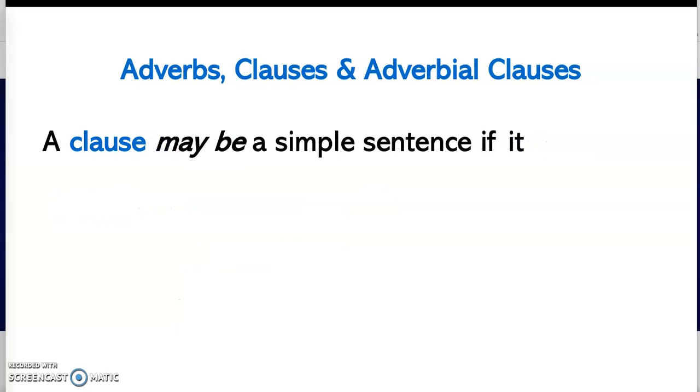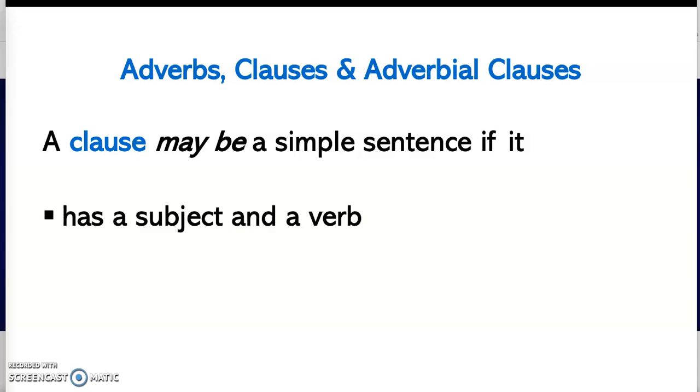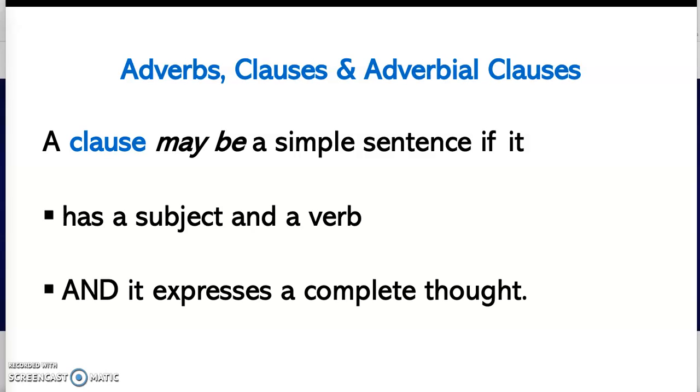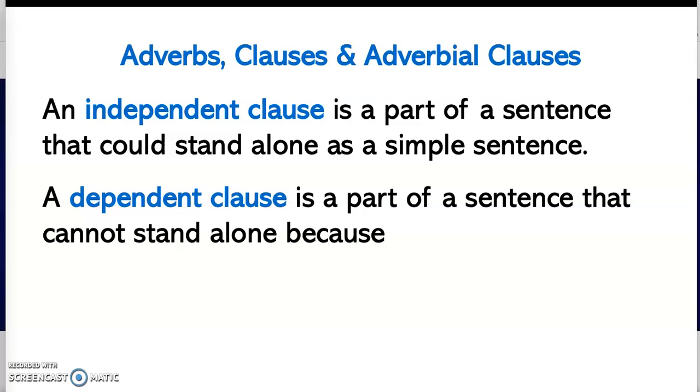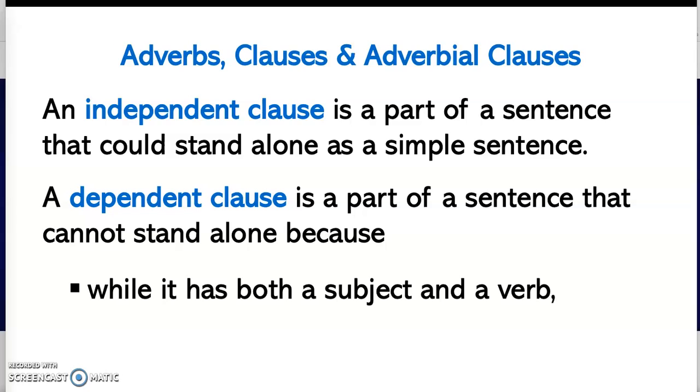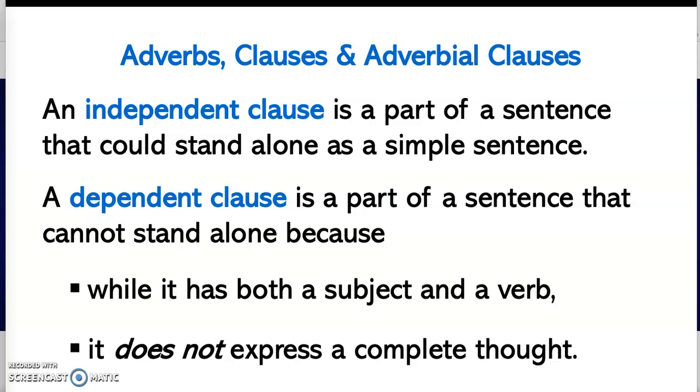A clause is something that could be a simple sentence if it has a subject and a verb, and it expresses a complete thought. An independent clause is a part of a sentence that could stand alone as a simple sentence, but we've decided to join it together with another clause to make either a compound or a complex sentence. A dependent clause is a part of a sentence that cannot stand alone because, while it has both a subject and a verb, it does not express a complete thought.